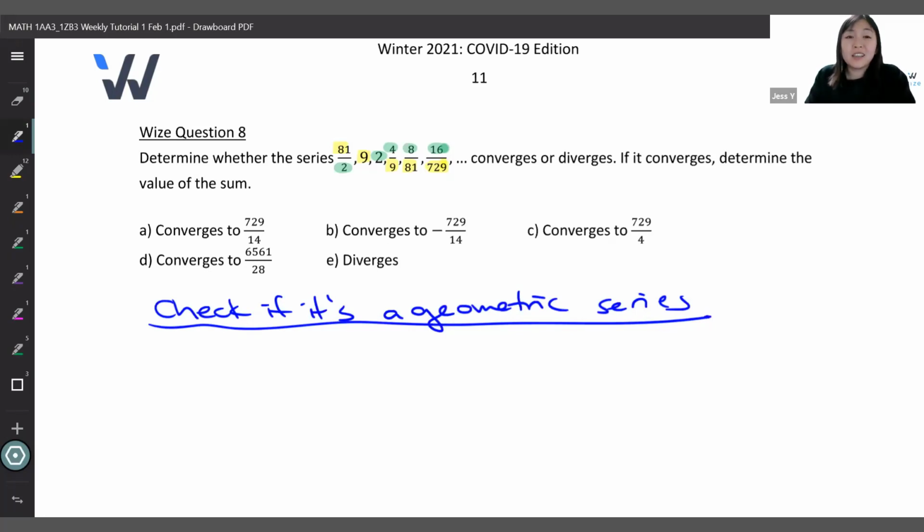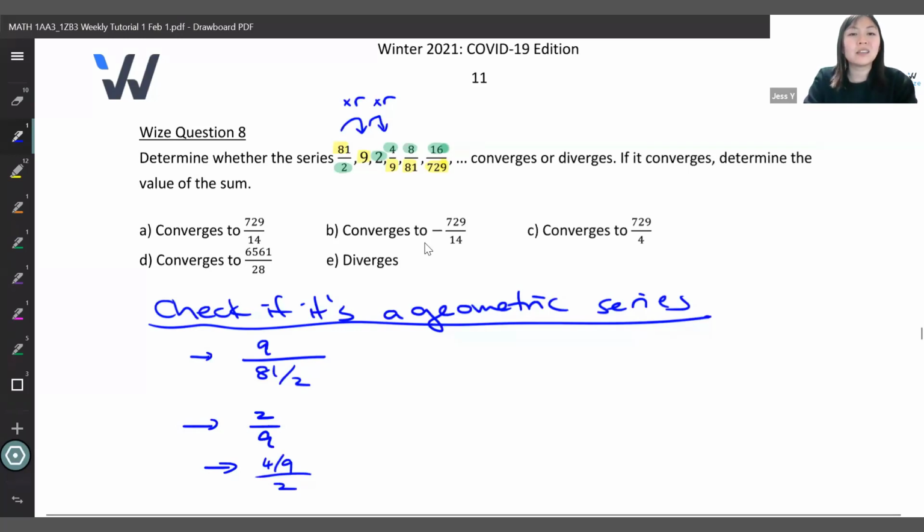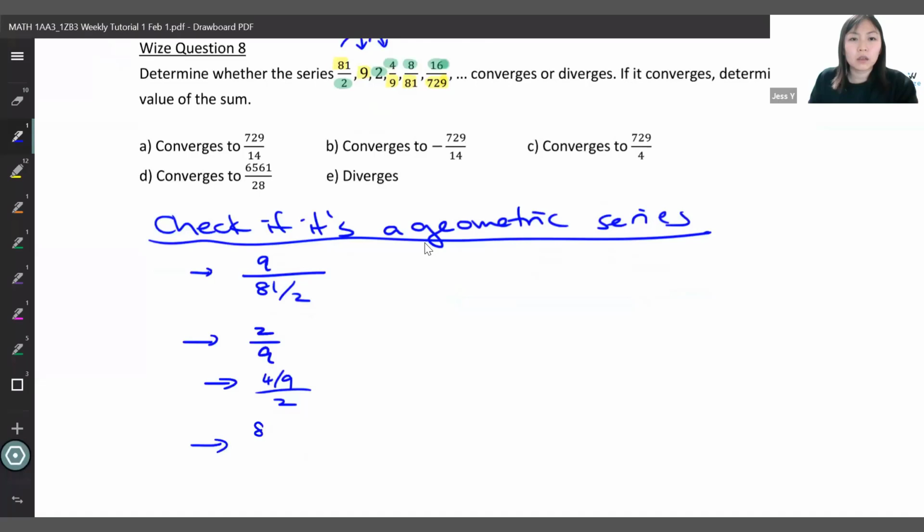For something to be geometric, the key thing is that from one term to the next, I'm multiplying by a common ratio r. To find r, I can go backwards and divide consecutive terms. So if it was a geometric series, then 9 divided by 81 over 2, 2 divided by 9, the next term, 4 over 9 divided by 2, all of these terms should give me the same common ratio. Let me test them all out. 8 over 81 divided by 4 over 9.